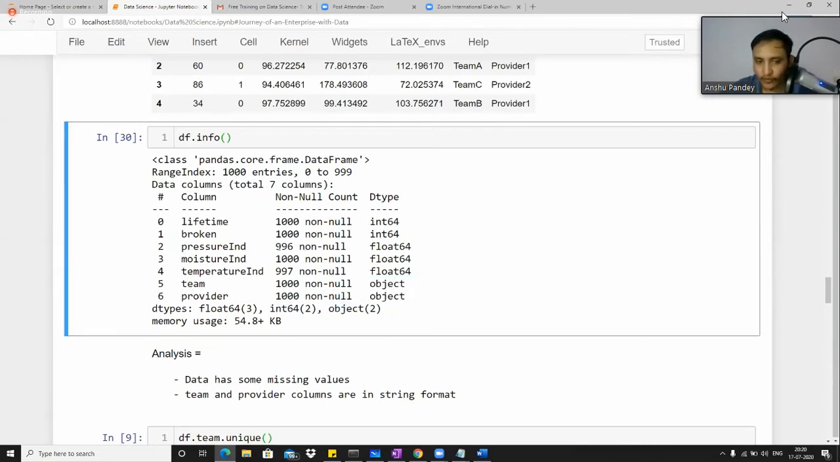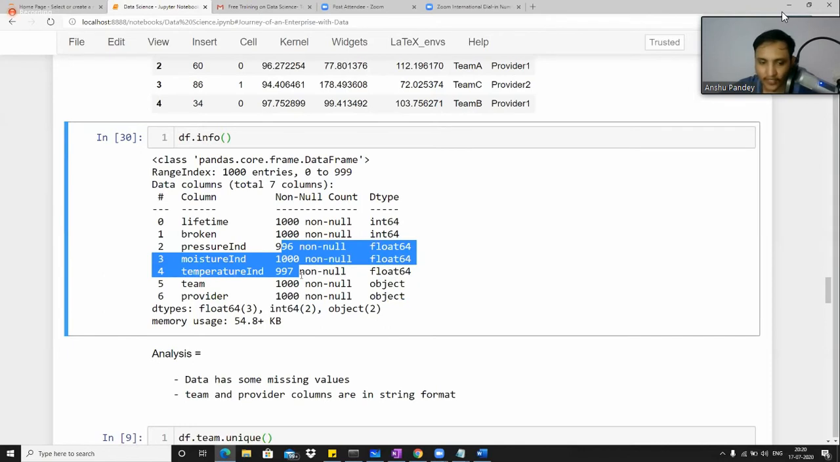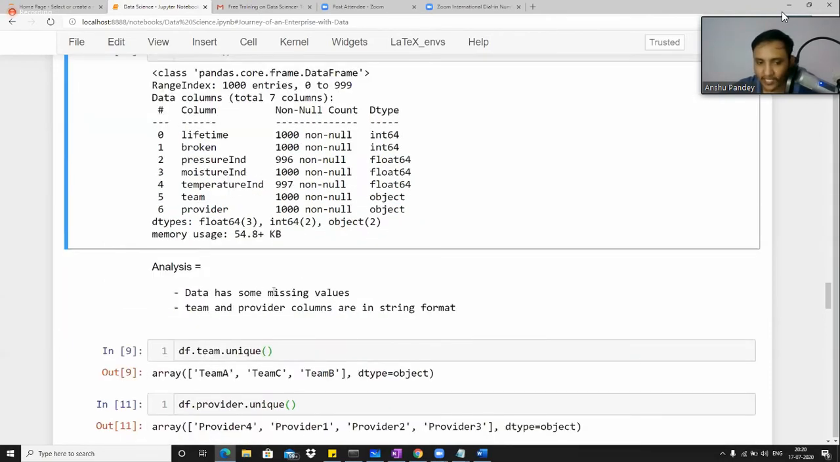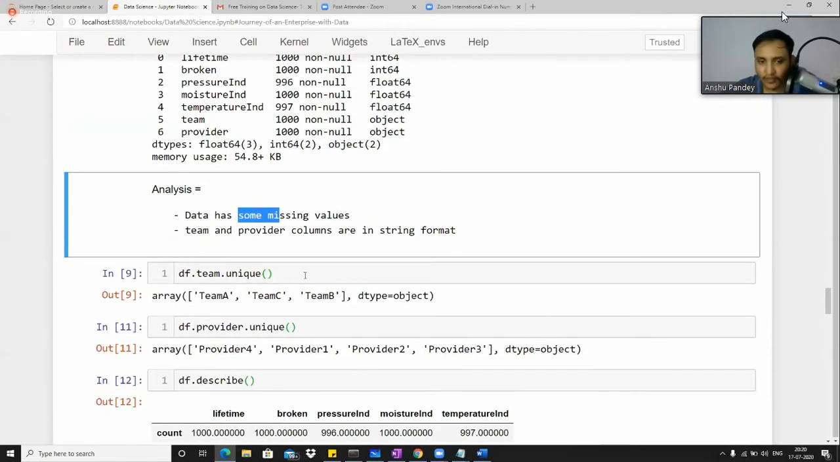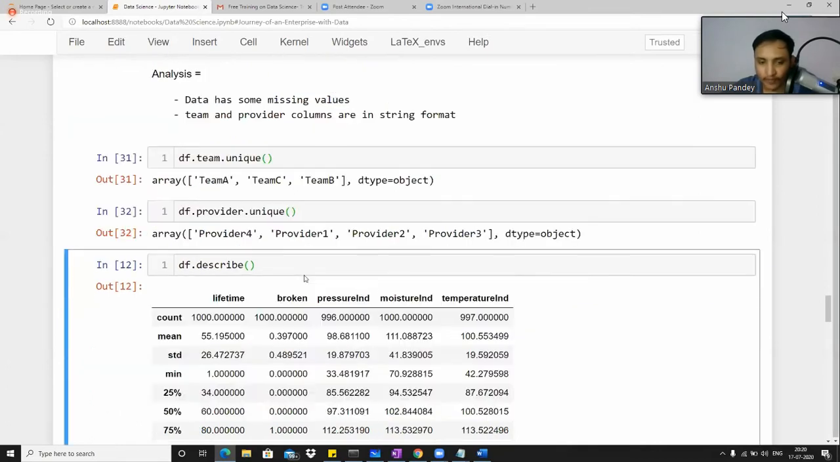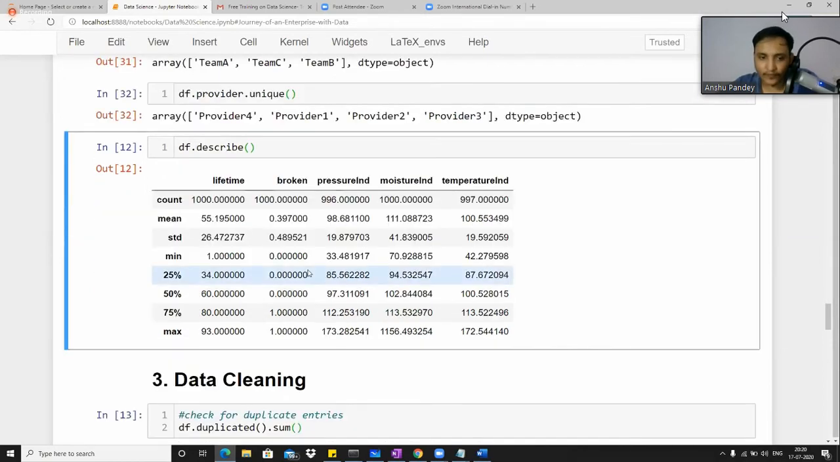And data has some missing values. We could observe here that data seems to have some missing value, right? So this is what our analysis was. We then further looked into the unique values of team and provider, identified what are the unique values or categories that it has. We also identified that as the data type I mentioned was object, it doesn't contain any string, which might represent a missing value.